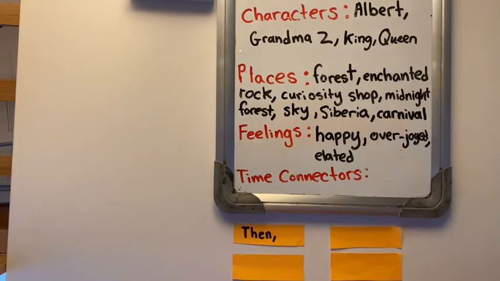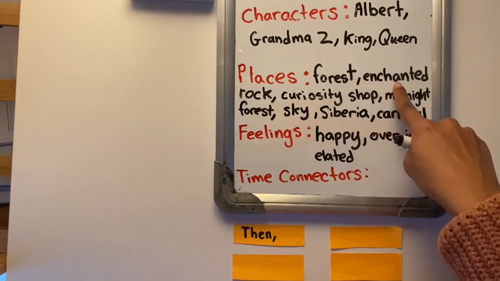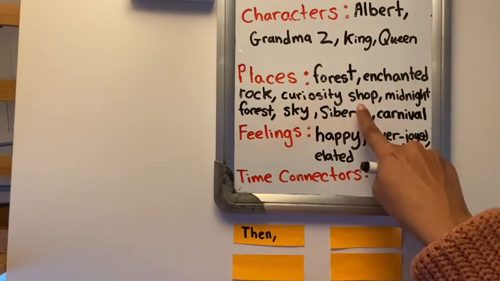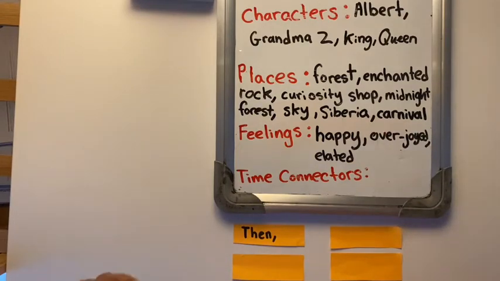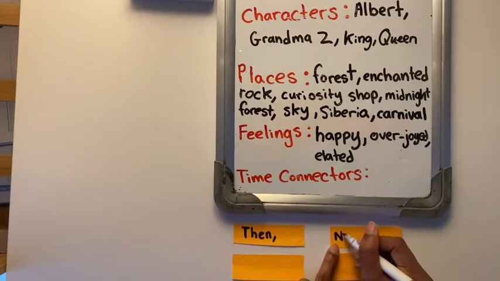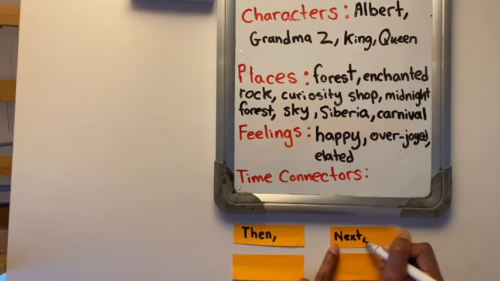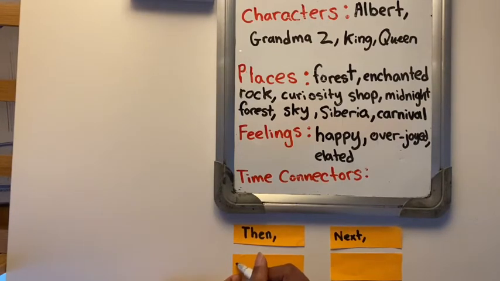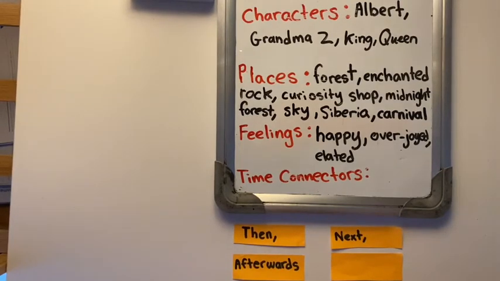Now it's important not to use the same time connector all the time. So you don't want to say Albert went into the forest, then he went into the enchanted rock, then he went to the curiosity shop. You want to use different time connectors to link your sentences together. So you could also use the word next. You could also use the word afterwards. Or you could use the word later.